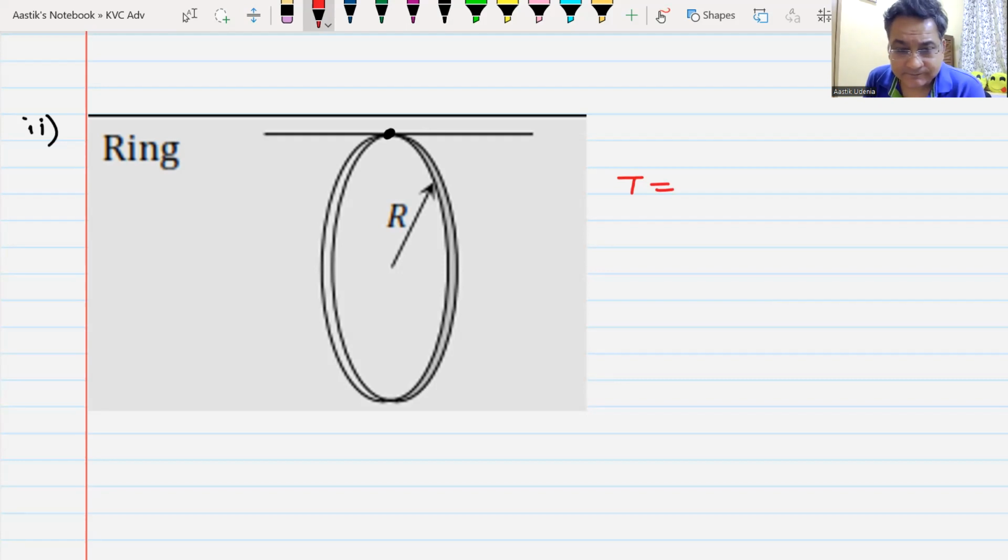Sir, it is 2 pi under root 2r by g. Well done. That is the correct answer. Again, applying the same concept. Nothing else. You have to find the moment of inertia and divide it by m into g into the distance between the center of mass and the hinge point. Do we understand this? Yes or no? Understood, sir.